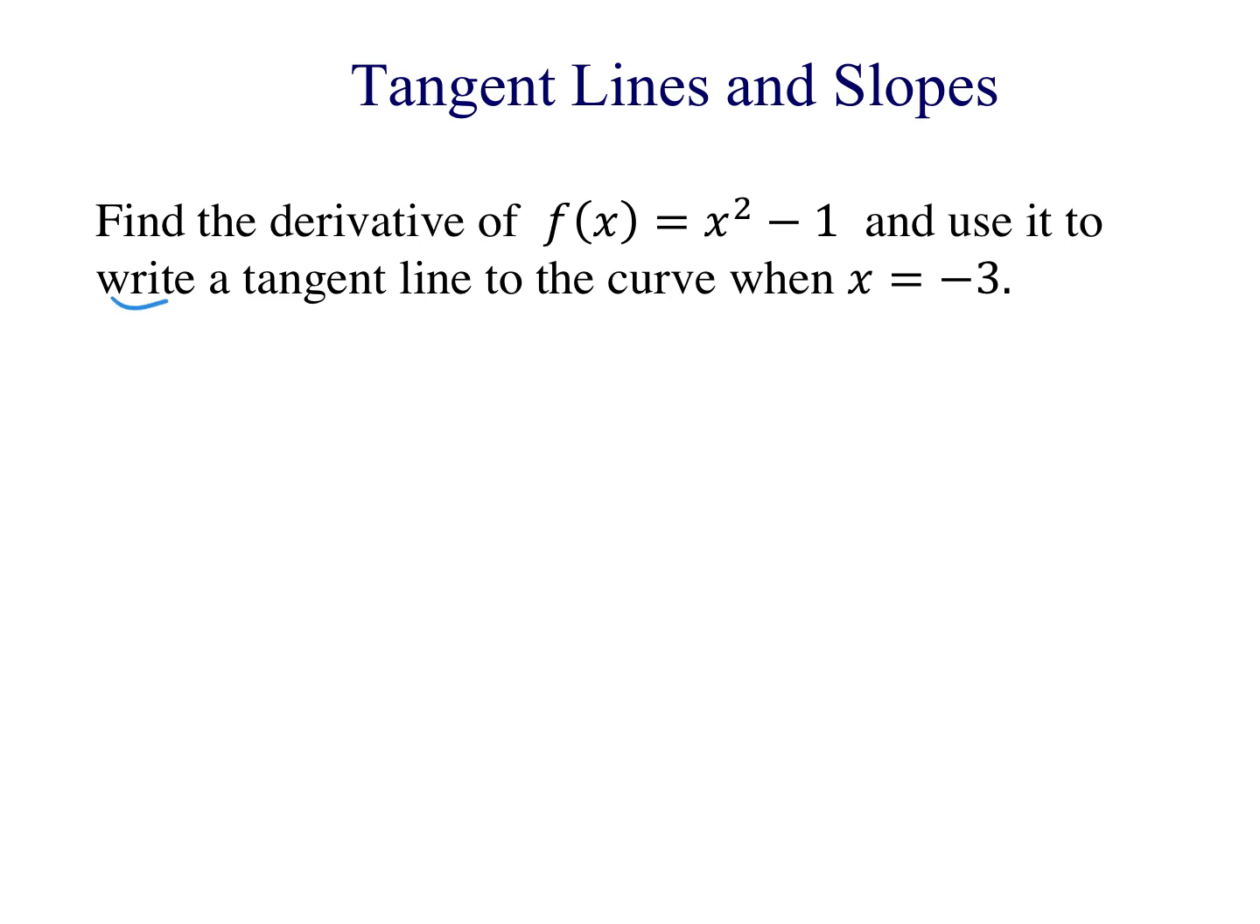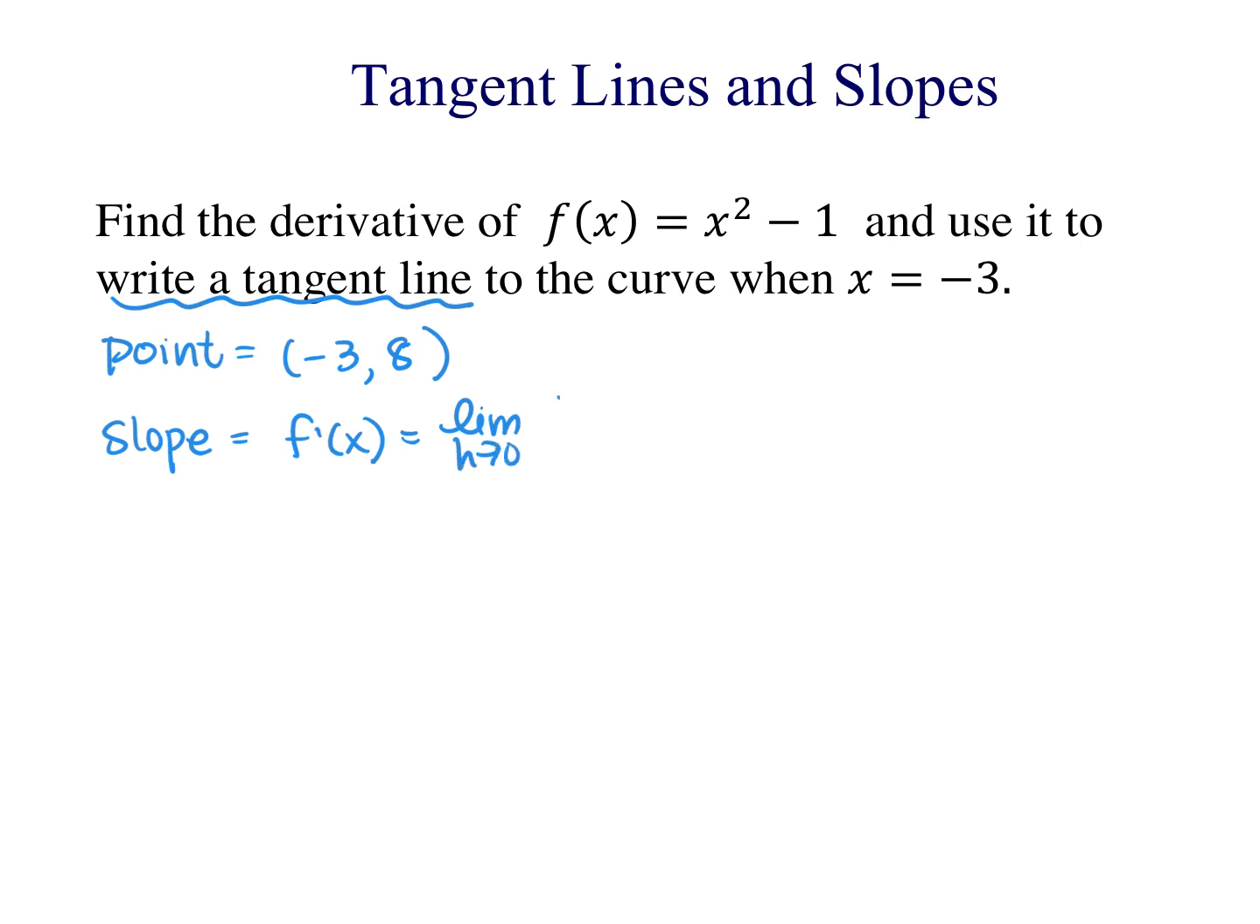So write a tangent line means I need a point and I need a slope. My point has to go through x equals -3. And when I square -3 and subtract 1, I get 8. So my point is (-3, 8). I'm going to do Newton just for practice. So Newton's definition will be f of x plus h minus f of x over x plus h minus x. That's Newton's definition. Instead of b minus a, he did x plus h minus x.